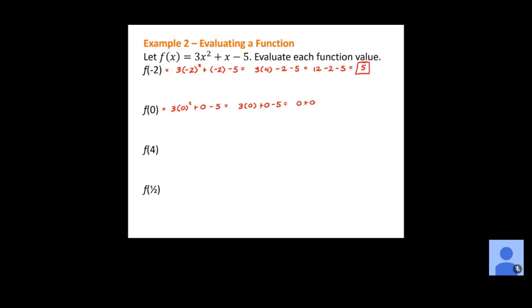So we have 0 plus 0 minus 5. And at that point, we have all addition and subtraction, so we're going to go left to right. 0 plus 0 is 0. Minus 5 should give us a -5 this time.